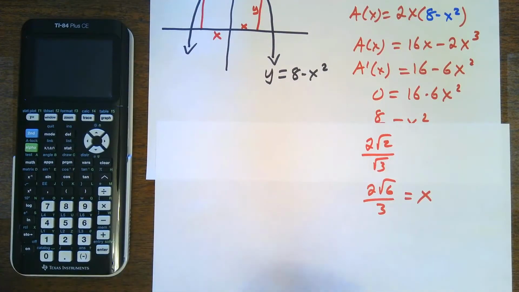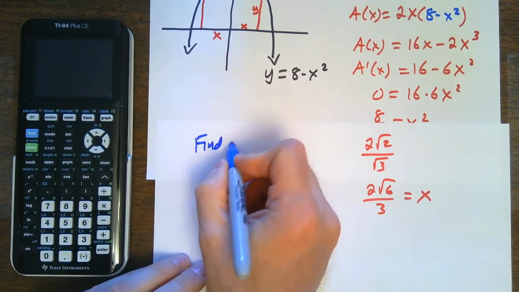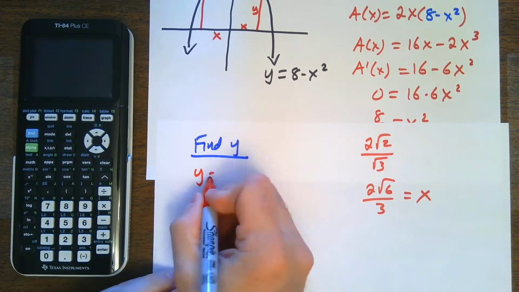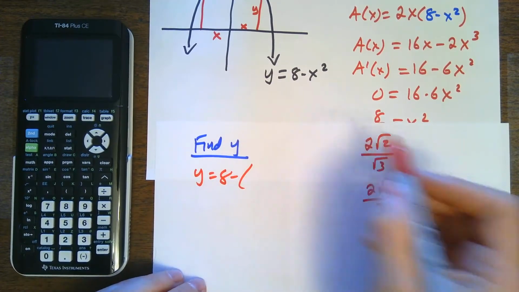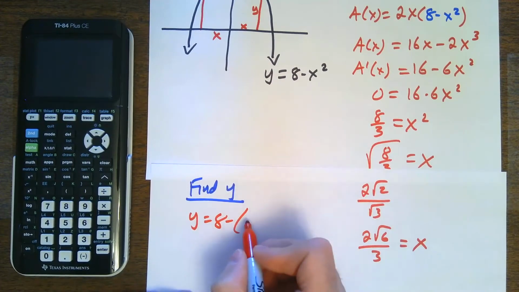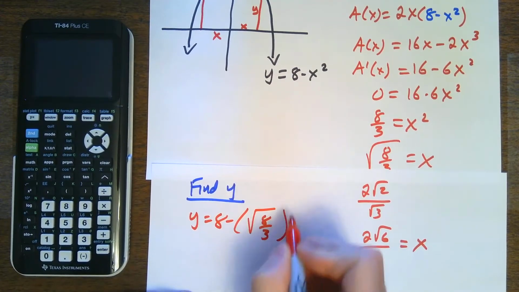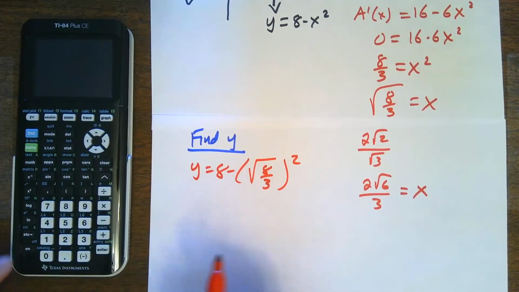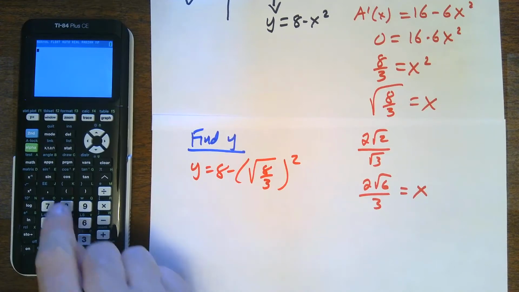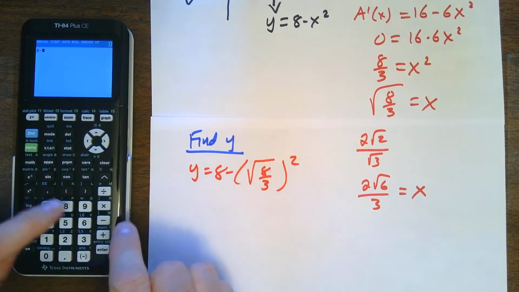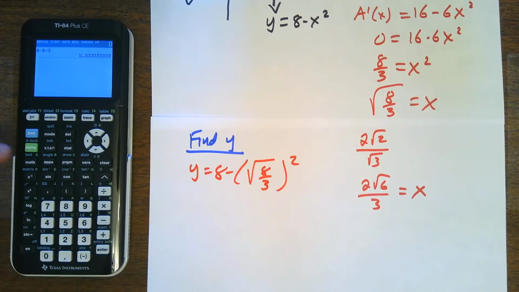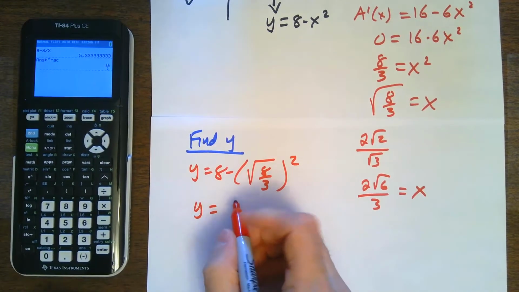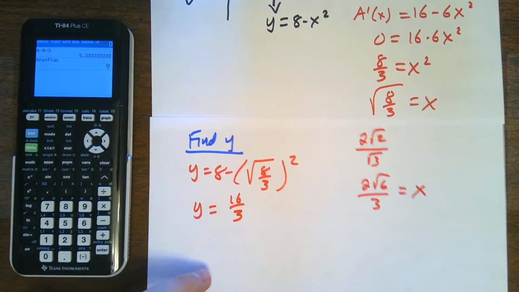So now let's find the corresponding y. I'm going to substitute in y is equal to 8 minus the x value squared. You know what? I'm going to use the square root of 8 over 3 squared. I'm allowed to use that because it's going to be a little bit nicer. So now I'm going to have 8 minus, that squared is just going to be 8 divided by 3. I'm going to convert that into a nice well-behaved fraction, and my y value is 16 thirds.